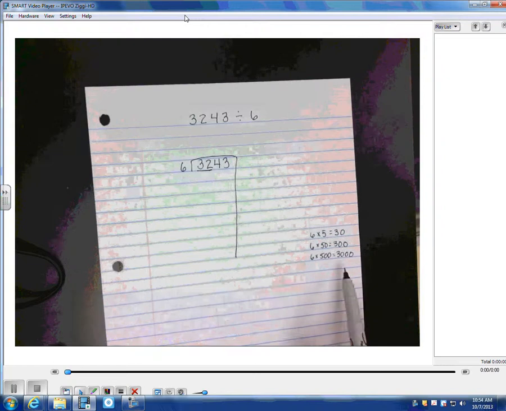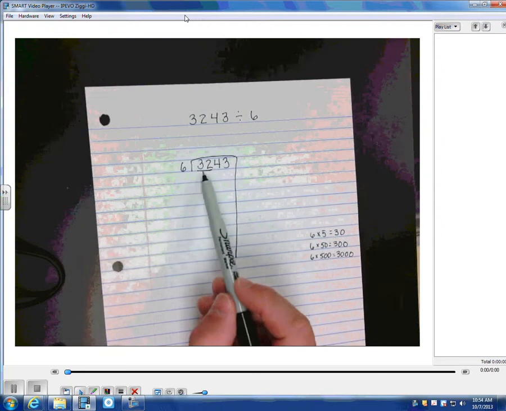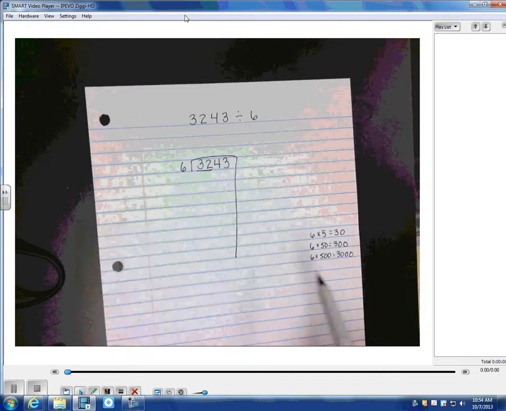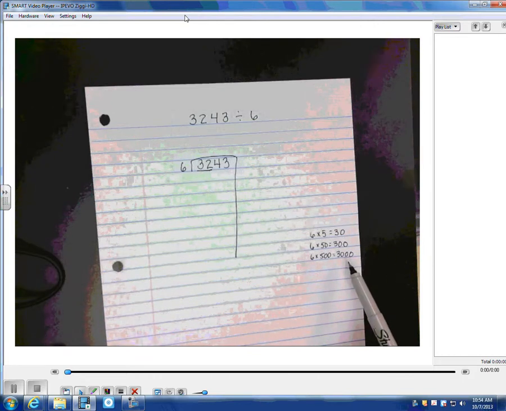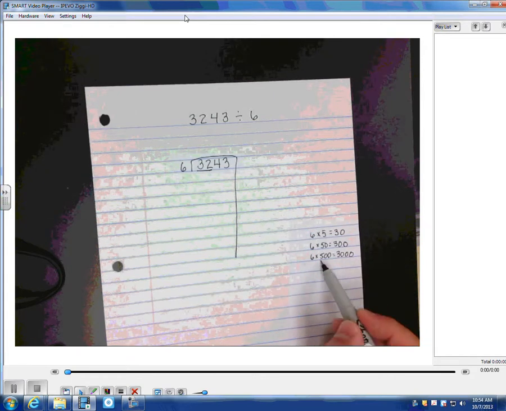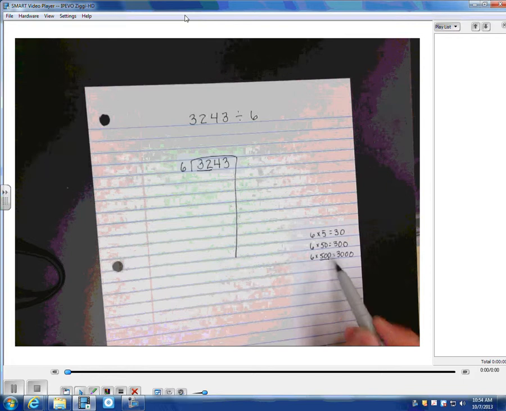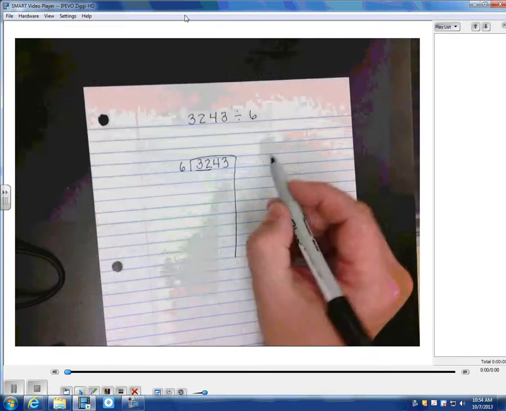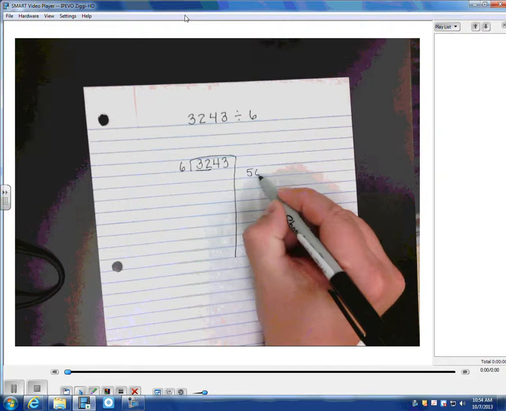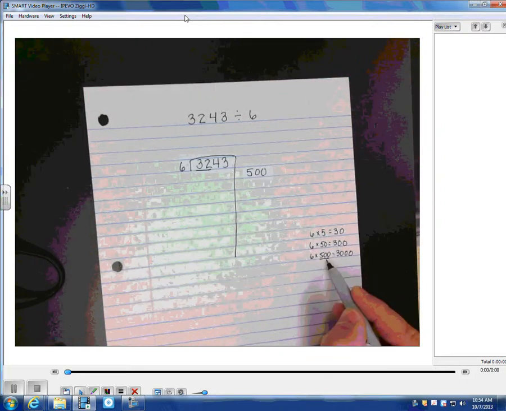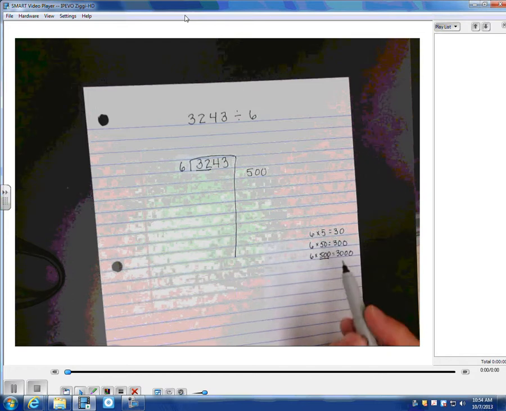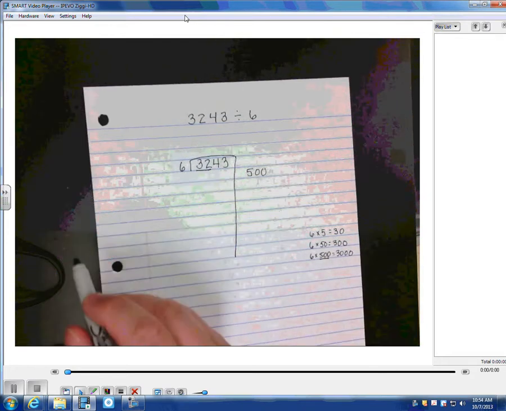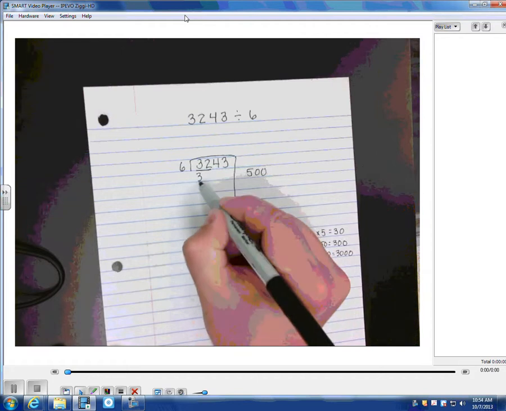So I'm trying to get as close as I can to 3,243, and I'm at 3,000. That's pretty close. So I'm going to go ahead and pull out 500 groups of 6. Over here, I'll write the number 500, because that's how many groups I pulled out. All I have to do is refer back to my facts down here, and I know 6 times 500 is 3,000. So I'll put that underneath here.